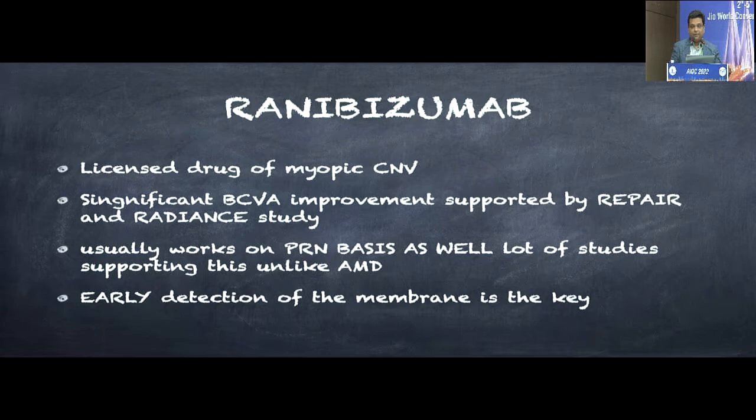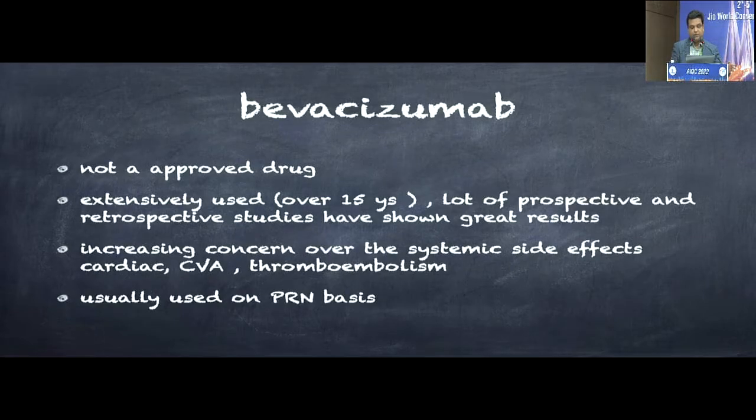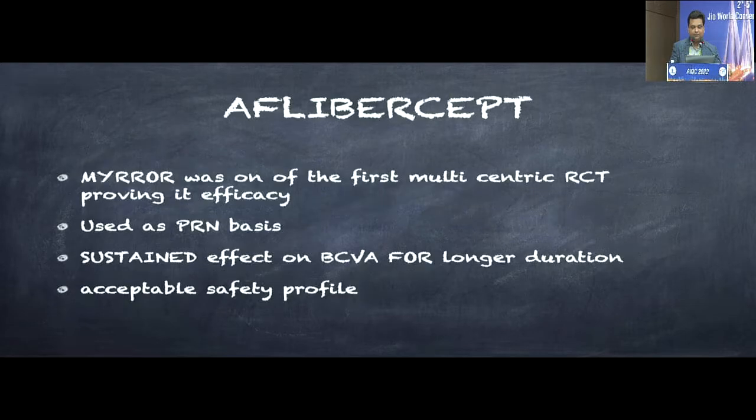Early detection of the membrane is very key in starting this anti-VEGF therapy. Bevacizumab is not an approved drug, but it's used off-label extensively over the past 15 years. It has a lot of prospective and retrospective studies to support its use. But there is an increased concern of systemic side effects, cardiac effects like thromboembolism. These have to be kept in mind, and this is also usually used on a PRN basis.